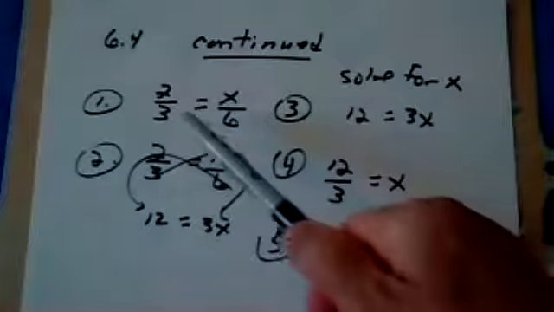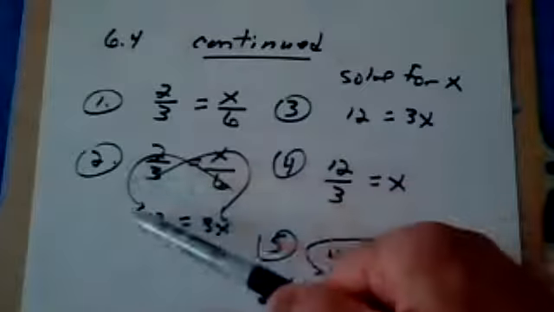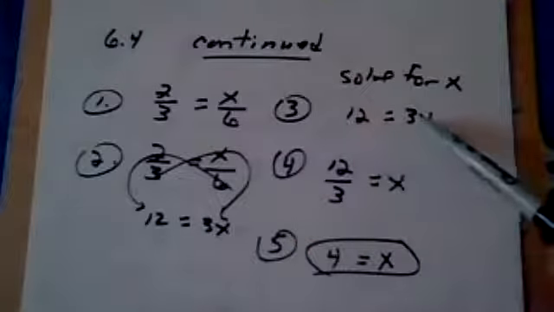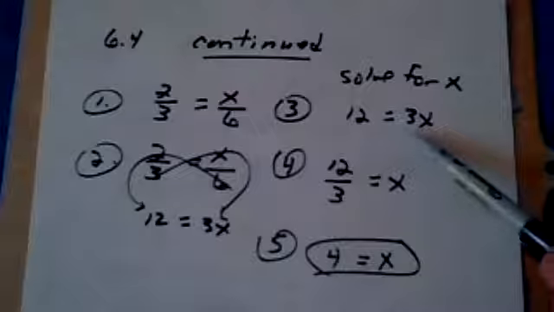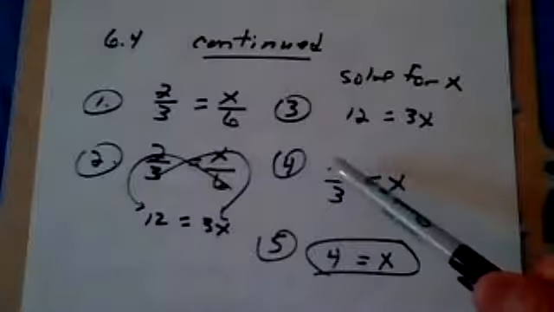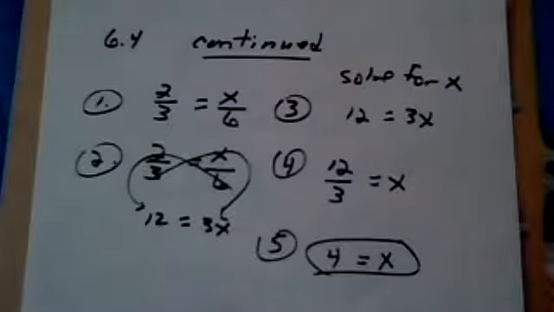So here's the unknown. So you cross multiply. 6 times 2 is 12. 3 times x is 3x. This is what you have after that step. Now we need to get this 3 to the other side. So we divide both sides by a 3. And that gives us x equals 12 over 3. Simplify, x equals 4.